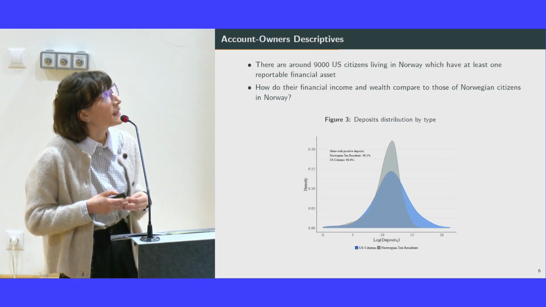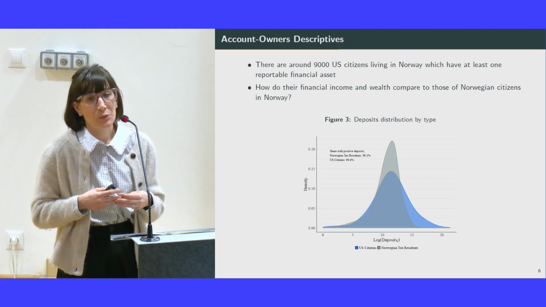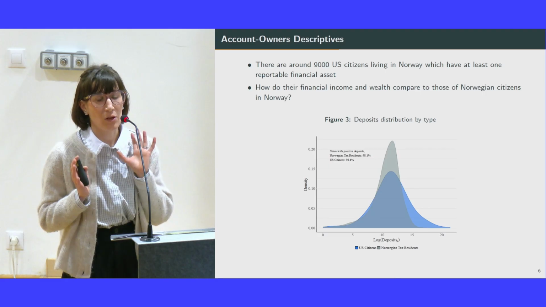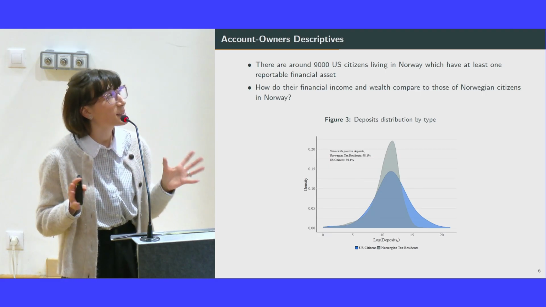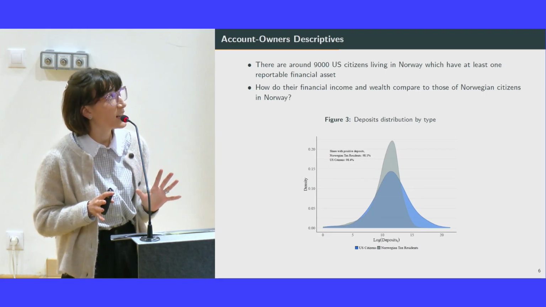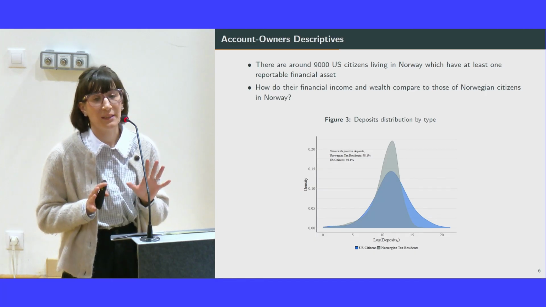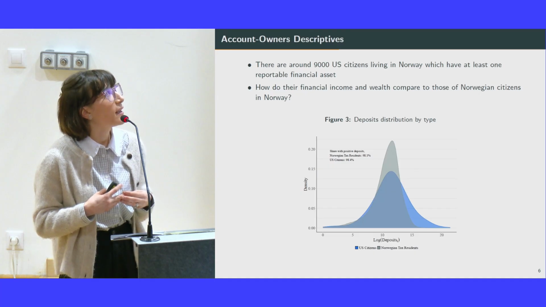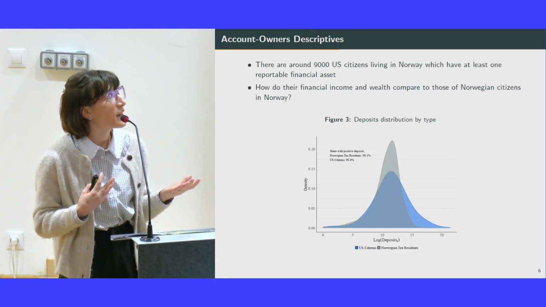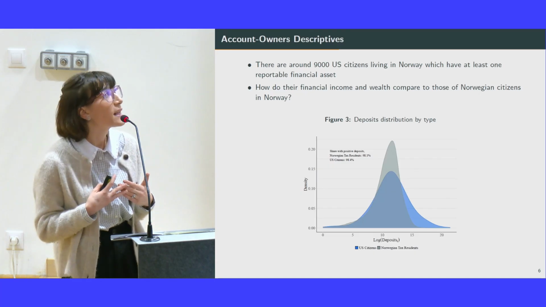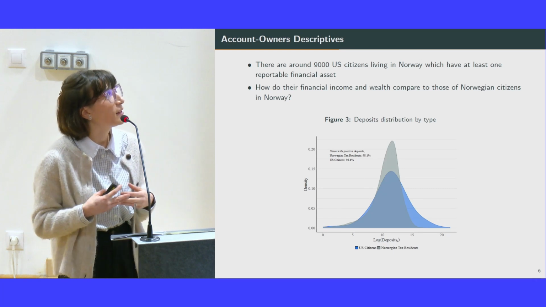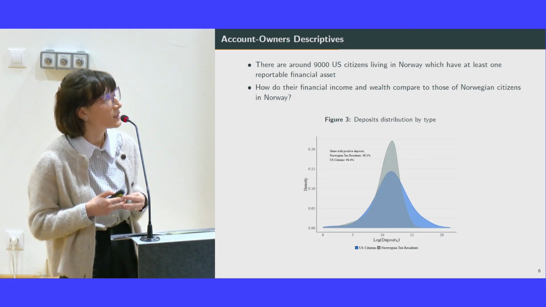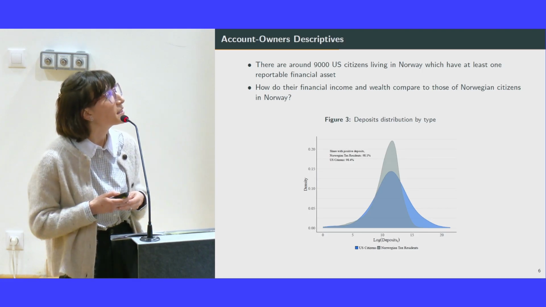Then we look at the clients and compare them to the average Norwegian population. For now we only look at the CRS and FATCA data, so it's only about the reportable financial assets. For example, here is the deposit, the amount of money they have in deposits, and it's fairly comparable between the average Norwegian population and US citizens, with slightly higher deposit balances for US citizens, but not a big difference on average.